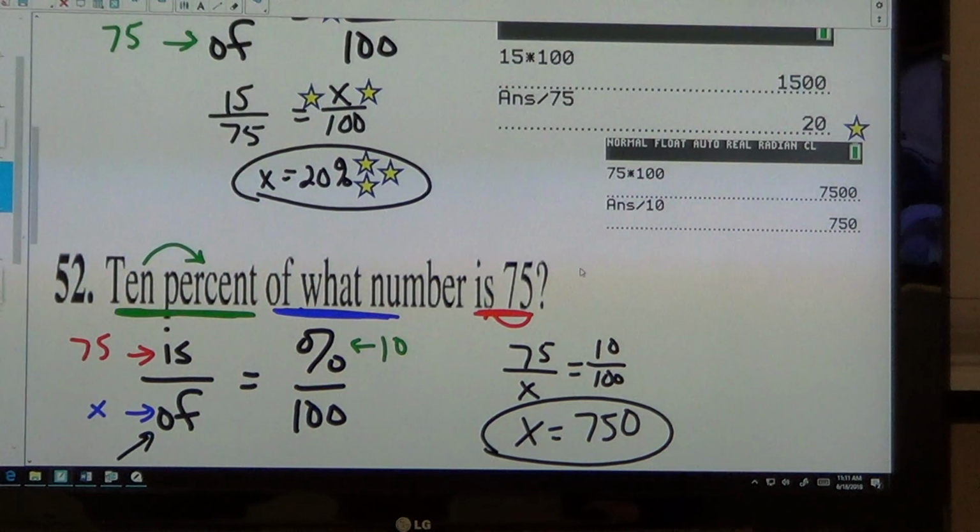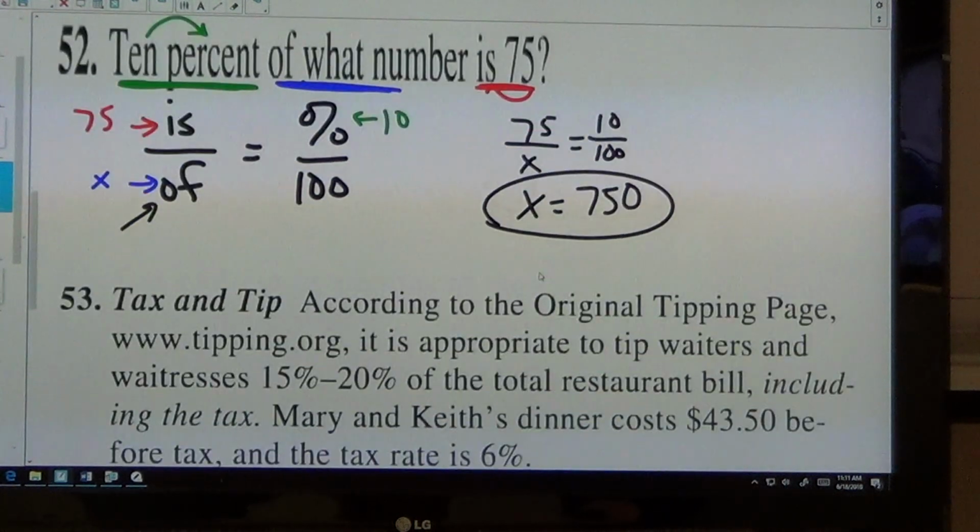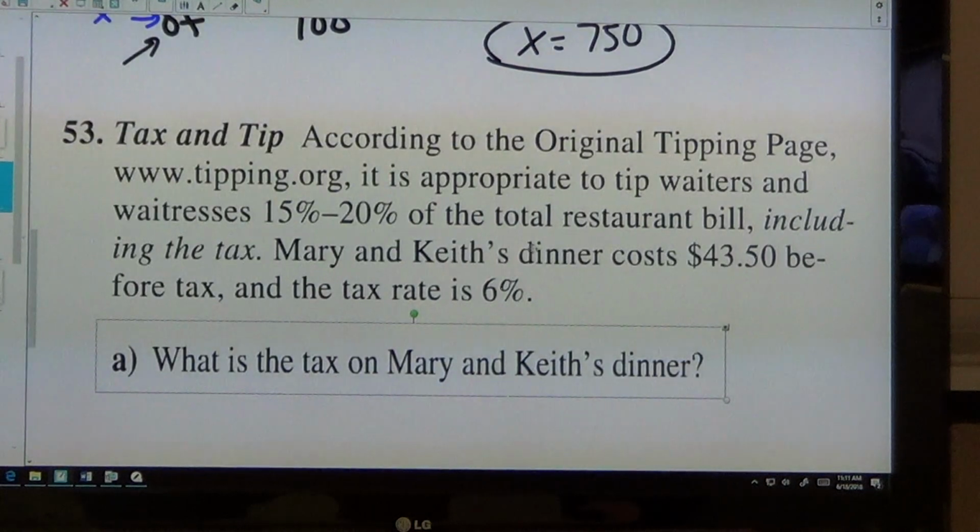So, this next problem talks about leaving a tip. Based on this website, it's appropriate to tip waitress or waitresses 15 to 20% of the total restaurant bill, including the tax. So Mary and Keith's dinner costs $43.50 before tax, and the tax rate is 6%.